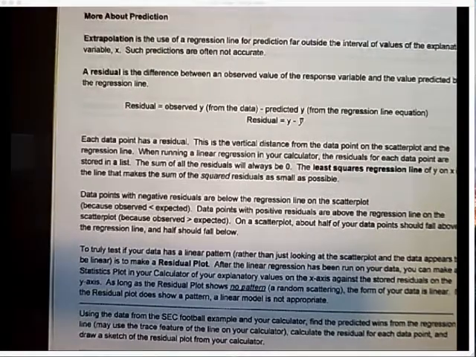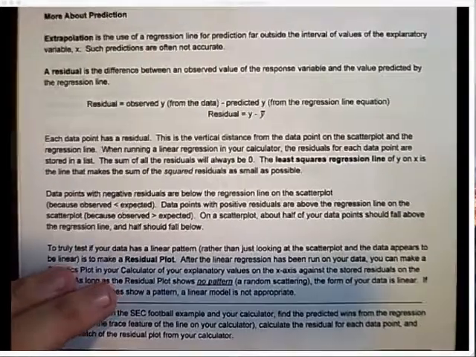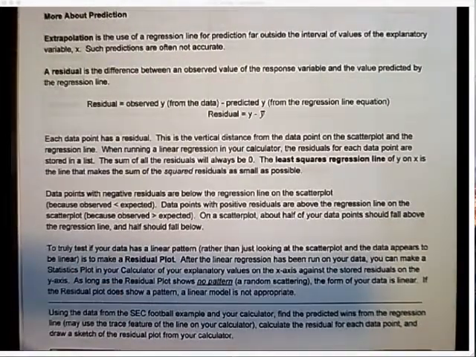So a residual is the difference between an observed value of the response variable and the value predicted by the regression line. So the residual is the observed y from the data minus the predicted y from the regression line. So let's go back to our example so you can understand this.